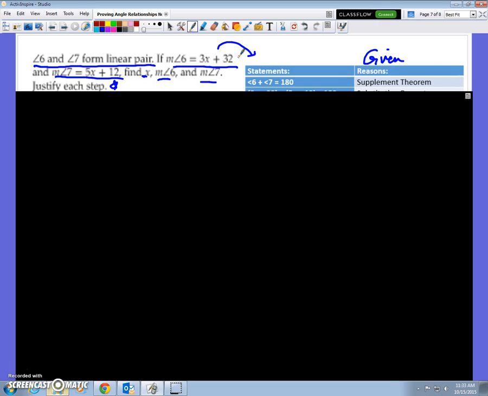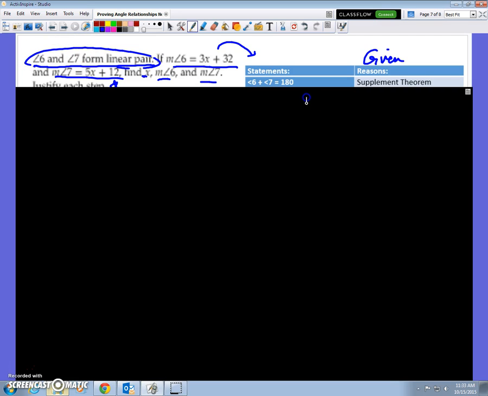Okay, so the next thing I'm going to think is, I have this given information, and since I know that they're a linear pair, the supplement theorem tells me that they must add up to 180 degrees. So angle 6 plus angle 7 has to equal 180 degrees. Now ideally we'll find x first. That's what we're trying to get at. We need to know what x is so we can find measure angle 6 and angle 7.